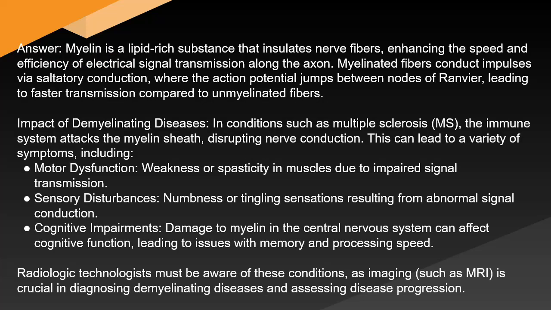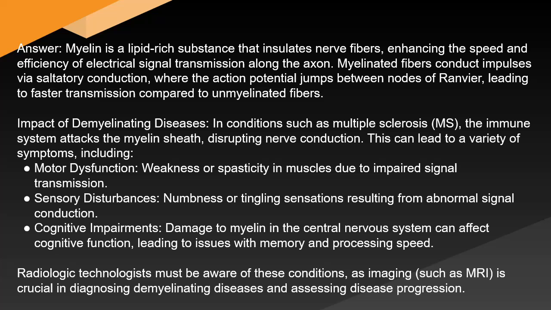Answer: myelin is a lipid-rich substance that insulates nerve fibers, enhancing the speed and efficiency of electrical signal transmission along the axon. Myelinated fibers conduct impulses via saltatory conduction, where the action potential jumps between nodes of Ranvier, leading to faster transmission compared to unmyelinated fibers.